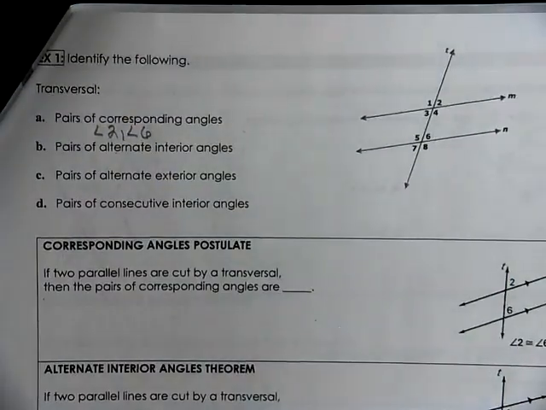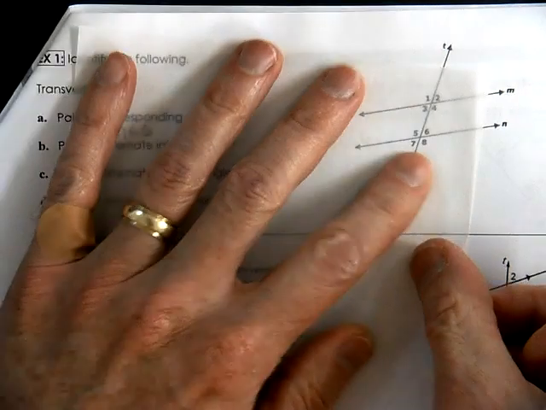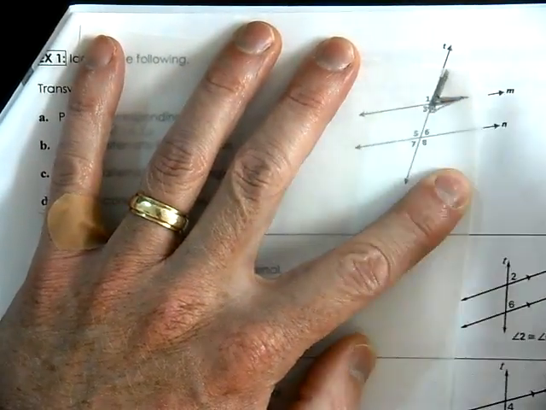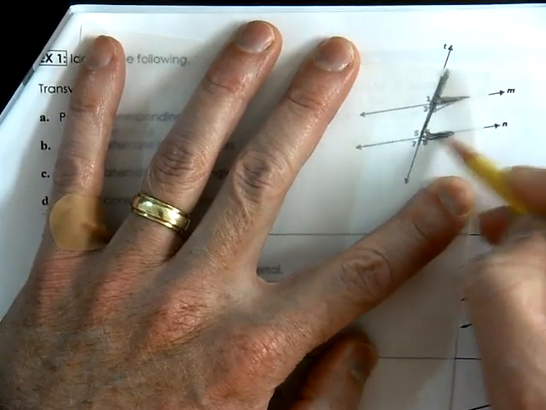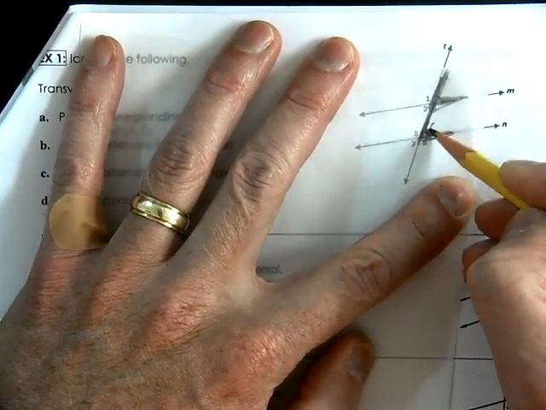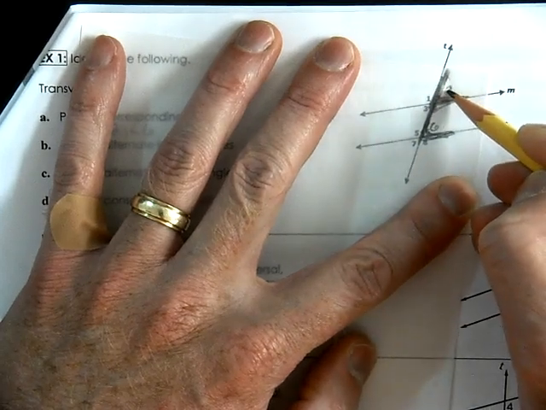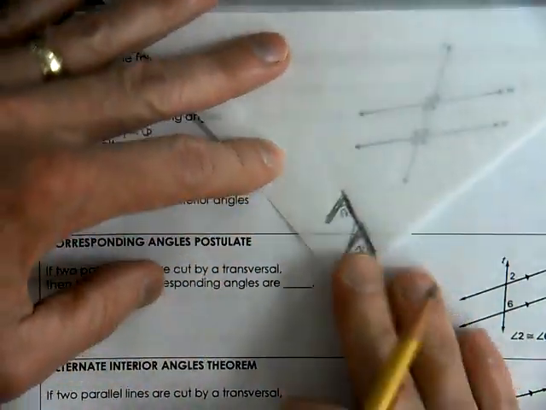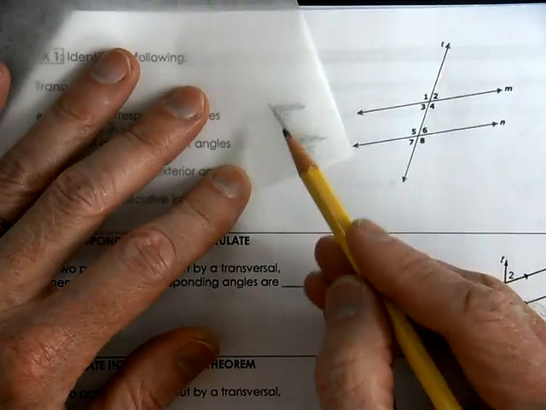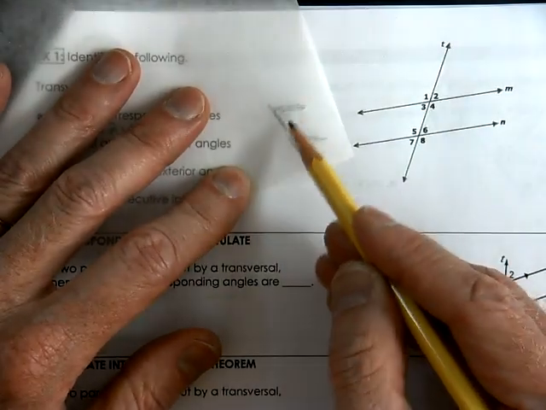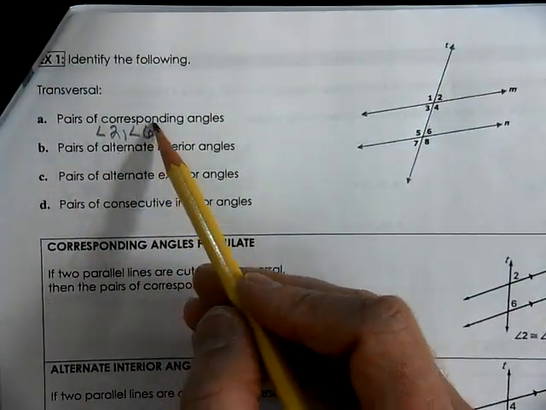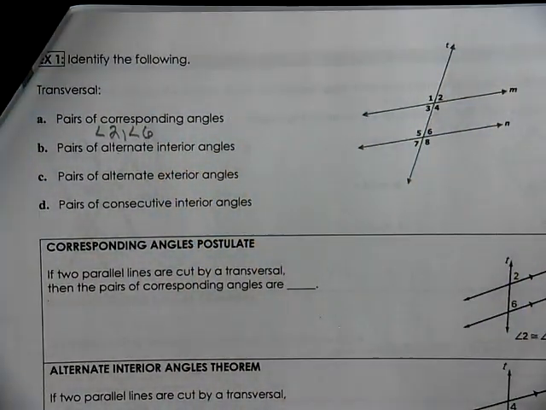If you look at these, angle 2 and angle 6. So 6 would be right here, 2 would be right there. If we turn that, we have to flip that. And what shape is that? That's an F. It's an F shape. That's corresponding. Where is there another pair of corresponding?